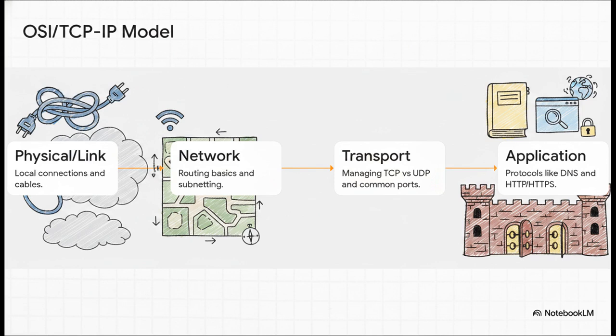Think of them as a step-by-step map of how data travels. Step 1 is the physical and link layers. We're talking the actual cables and local connections here. Step 2 is the network layer, and this is where we handle routing basics and subnetting. You can kind of think of subnetting as dividing your surrounding lands into smaller, manageable, easily policed districts. Step 3 is the transport layer, dealing with common ports, which are basically the specific doors into your fortress. And finally, Step 4 is the application layer.